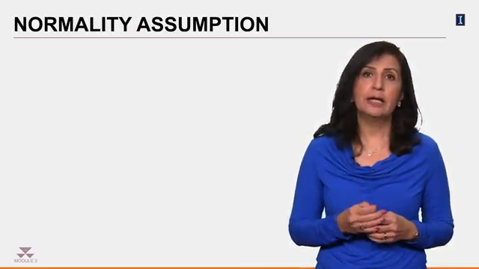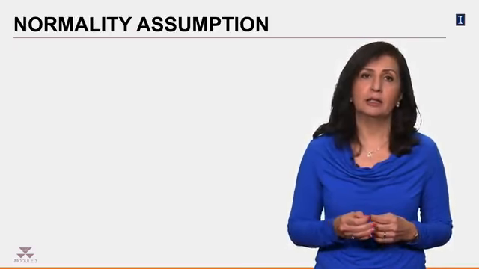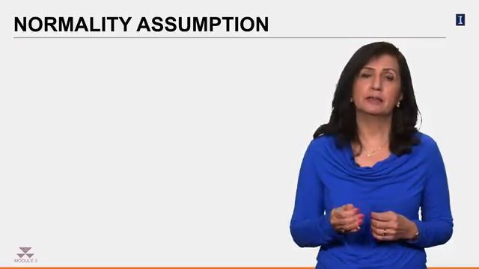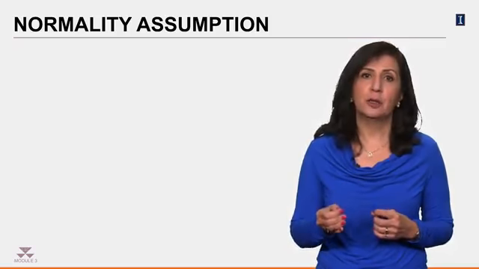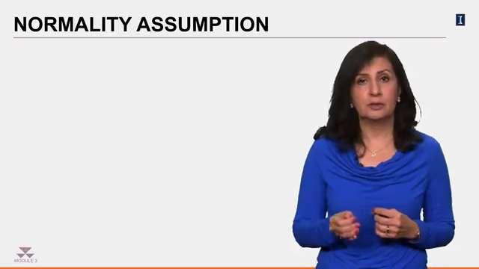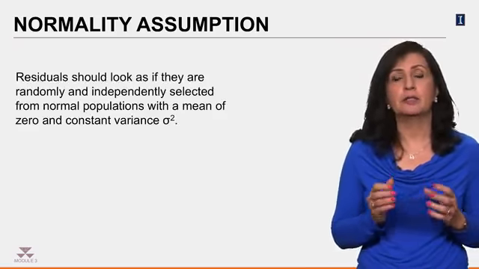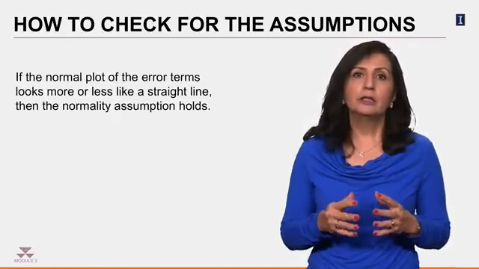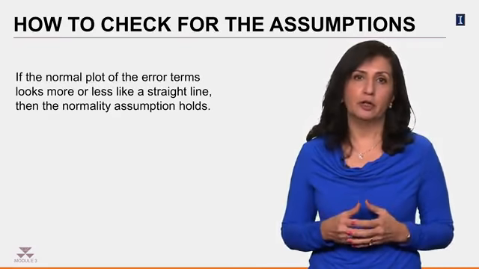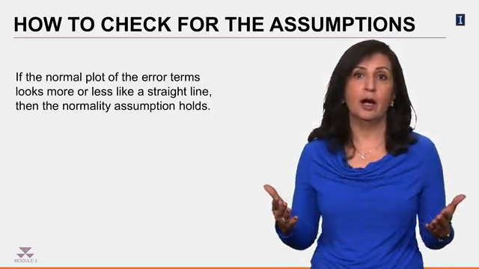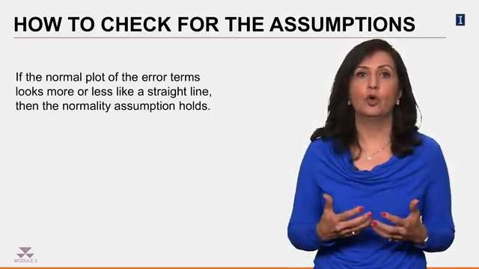However, with any real data, the assumptions will not hold exactly. Mild departures do not affect our ability to make statistical inferences. In checking the assumptions, we are looking for pronounced departures from the assumptions. As a result, we only require that the residuals approximately fit these descriptions. The assumptions are checked through plotting of the error terms. If the normal plot of the error terms looks more or less like a straight line, the normality assumption holds.